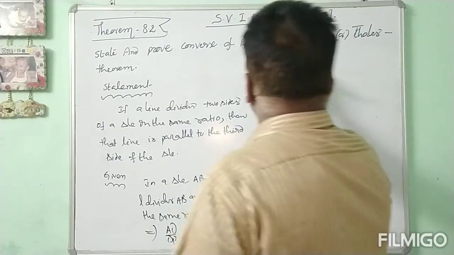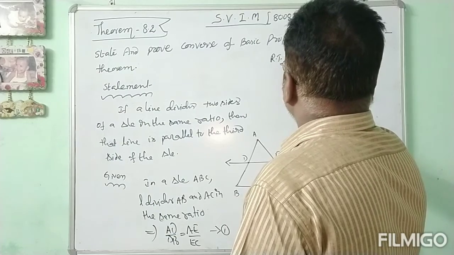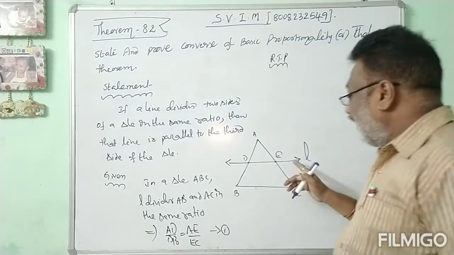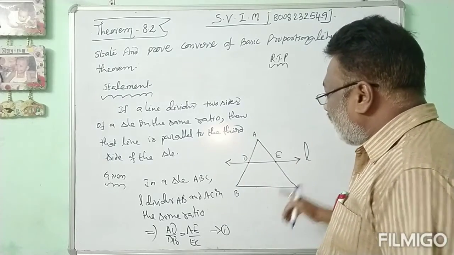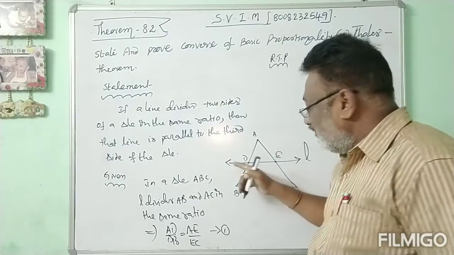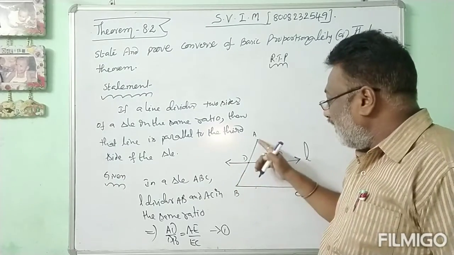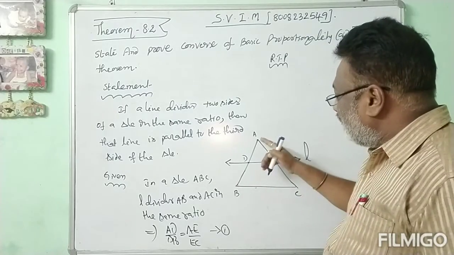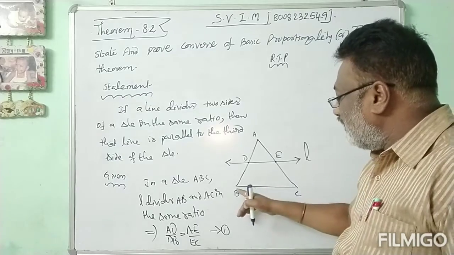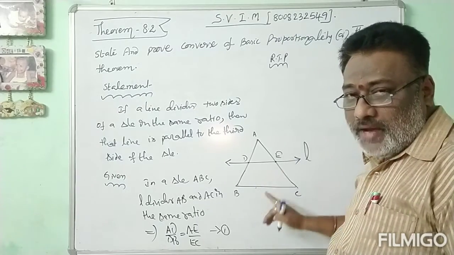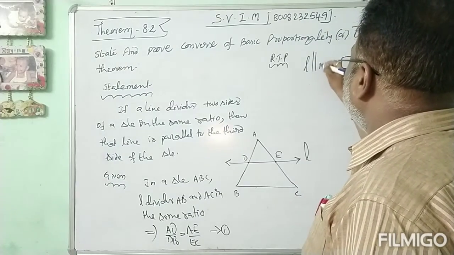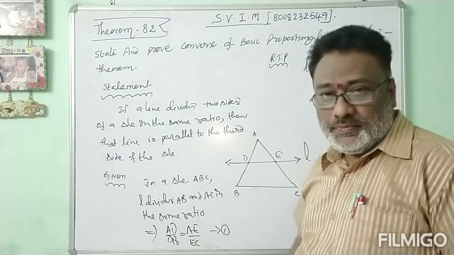So here, what is required to prove? Here we need to prove that the line which is dividing these two line segments of the triangle in this way, AD by DB equal to AE by EC, is parallel to the remaining side. The remaining side is nothing but BC in this triangle. That line is parallel to this BC. So this L is parallel to BC. In this way we need to prove.